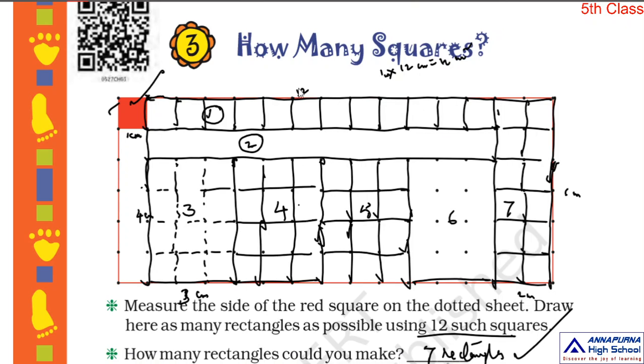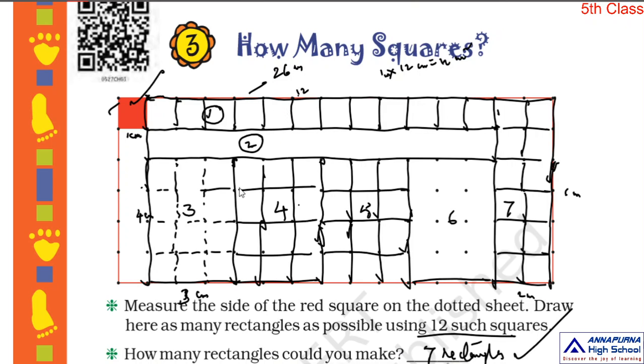According to the definition, the distance around the figure is called perimeter. This is 12 centimeters and this is 12 centimeters in length. 12 plus 12 is 24, 24 plus 1 is 25, 25 plus 1 is 26. Its perimeter is 26 centimeters. Did you understand? Similarly, the second one also has the same perimeter. Why? Because this is also formed by 12 squares. Therefore, the perimeter is the same. The first rectangle and second rectangle have the same perimeter.